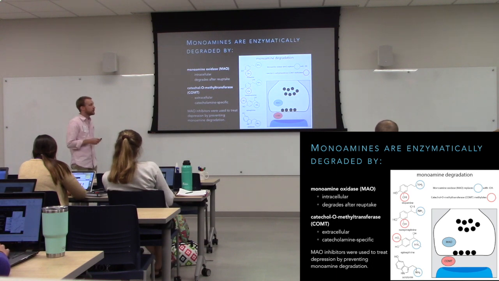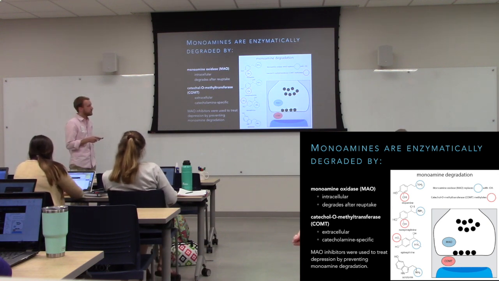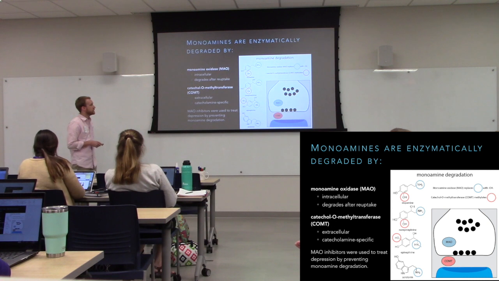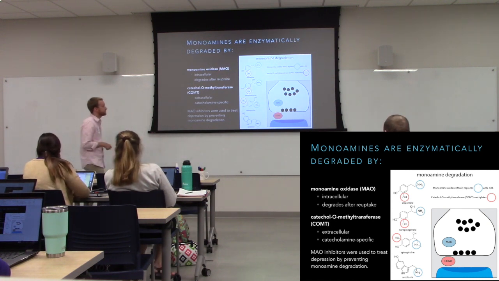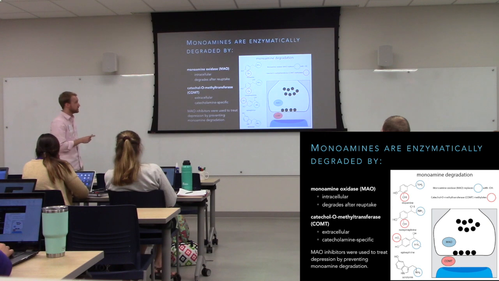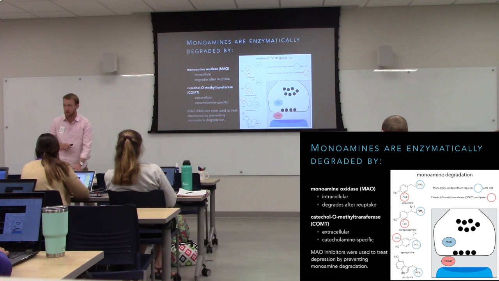In addition to reuptake, we also have enzymes that will degrade the monoamines. Some of them are found within the cell. Monoamine oxidase, for example, is intracellular, and then some of them are extracellular, out there in the synapse, like COMT. These are also targets for drugs. Mood elevators sometimes inhibit these, kind of like inhibiting the transporter. When you inhibit the enzyme that degrades the neurotransmitter, you get elevated levels of that neurotransmitter.